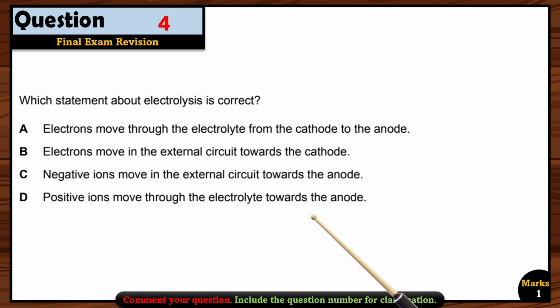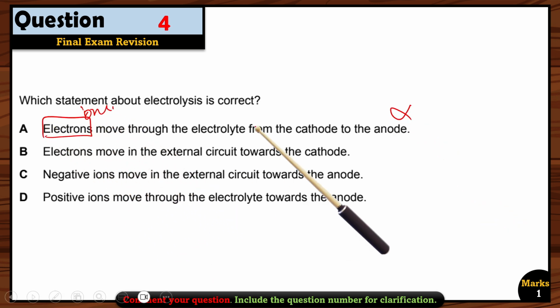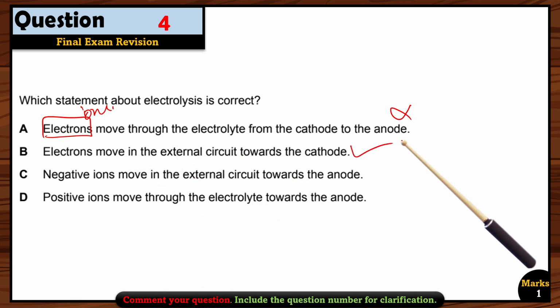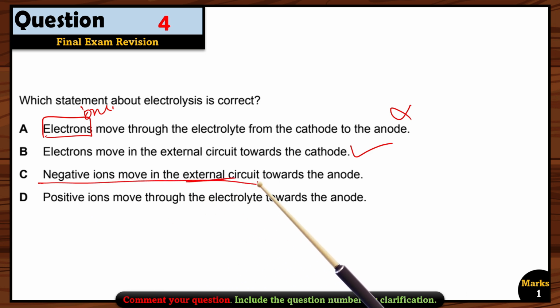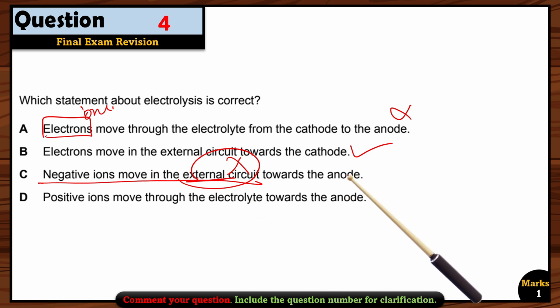Question number 4. Which statement about electrolysis is correct? Again, electrons move through the electrolyte, wrong. Ions move through the electrolyte. Okay, we don't need to read. That's wrong. Electrons move in the external circuit. Yes, that's right. Towards the cathode. Yes, of course, they move towards the cathode from the anode. Negative ions move in the external circuit towards the anode. Wrong. They move in the electrolyte, right? Yes, in the electrolyte, towards the anode.